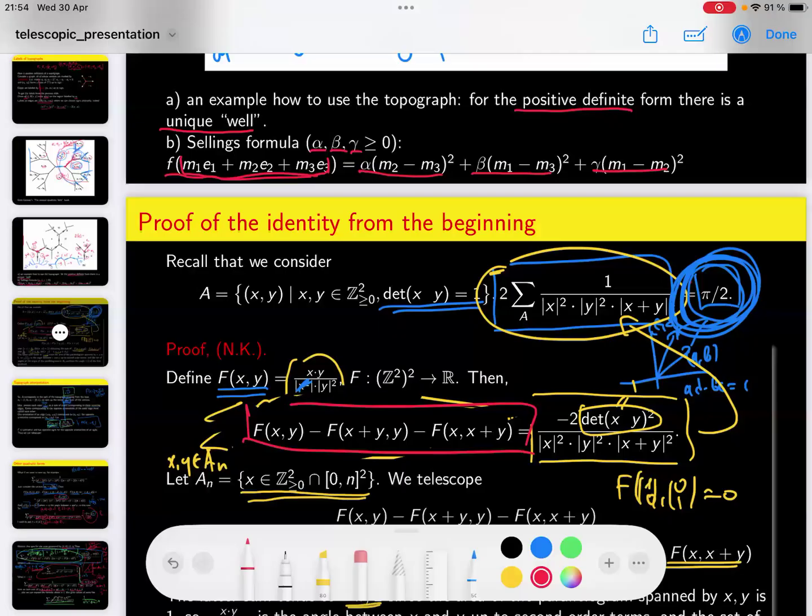Isn't it possible for cubic forms, a three-dimensional topograph, to work or something like that? Well, I don't know. I mean, you can also write the same.